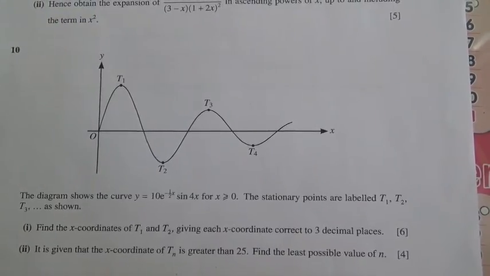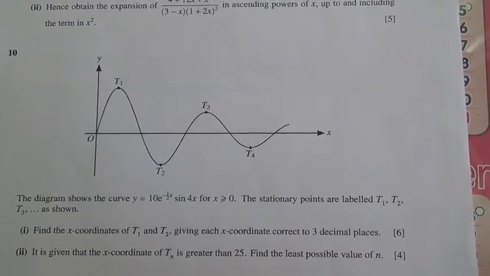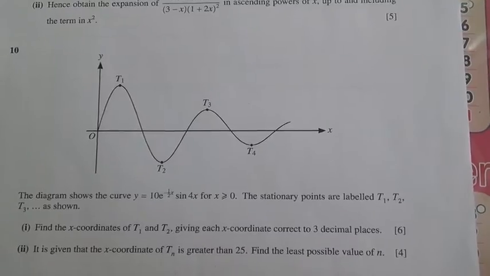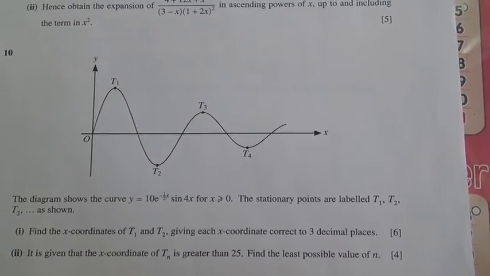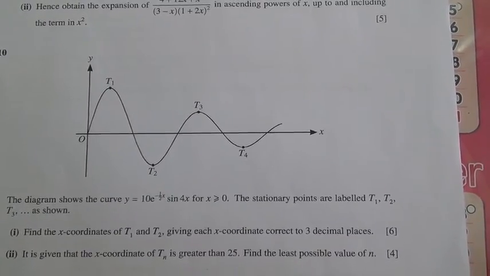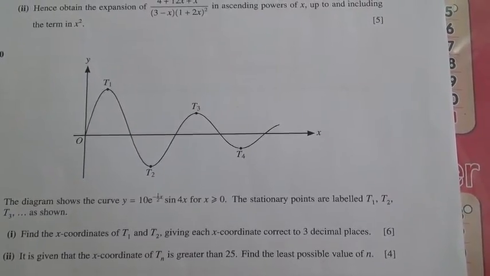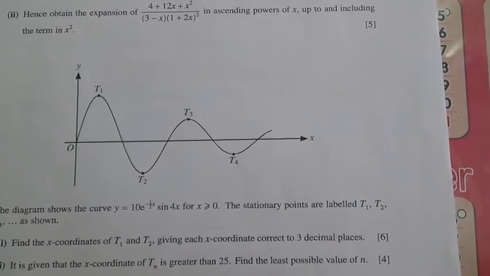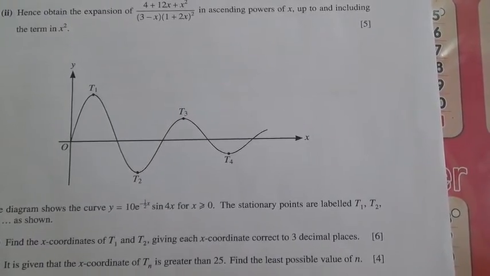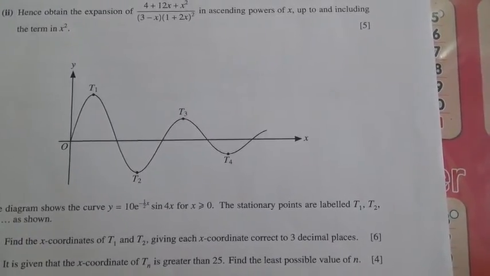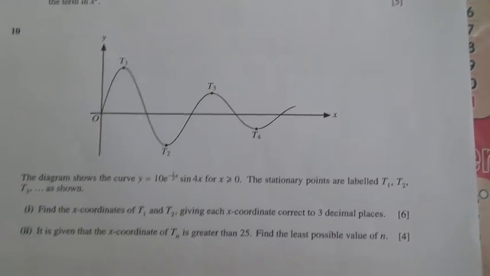Hi, question number 10, taken from June 2014, Advanced Level Maths HSC P3. The diagram shows the curve y is equal to 10 e to the power minus half x sine 4x for x is greater or equal to 0. The stationary points are labelled t sub 1, t sub 2, t sub 3 as shown.